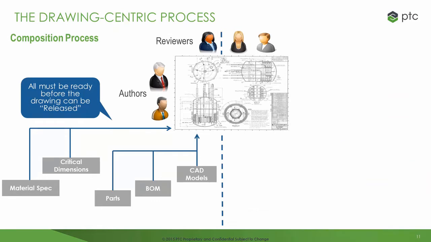When all engineering information is centered on the drawing, the process is a two-stage process. Firstly, there's a composition process in which information such as material specs, critical dimensions, parts lists, etc., are all gathered and arranged on the drawing. All of this information must be defined and complete and then transcribed onto the drawing before the drawing can be released.